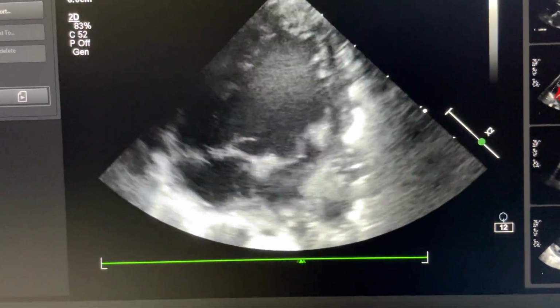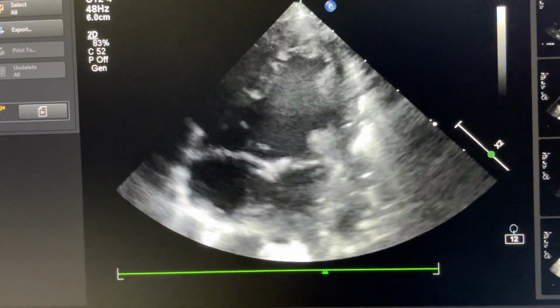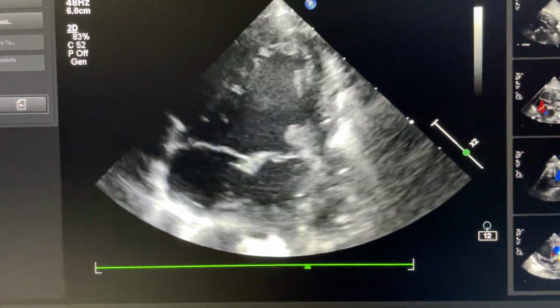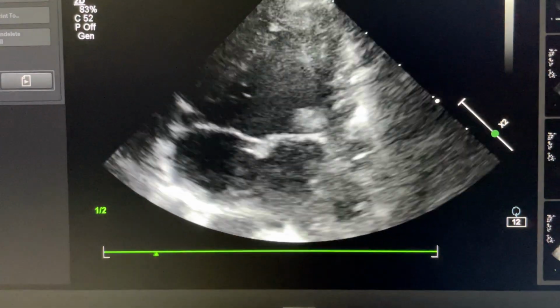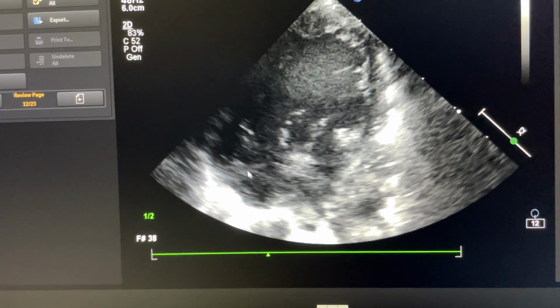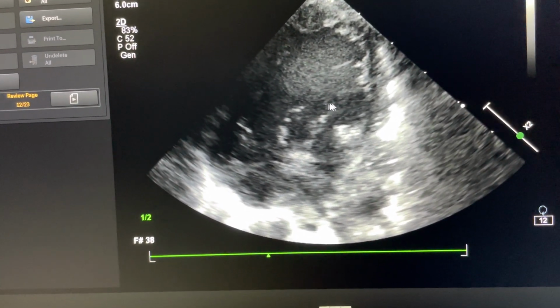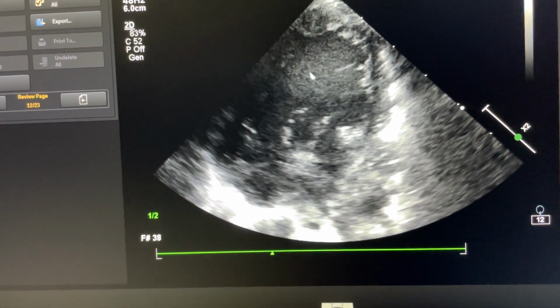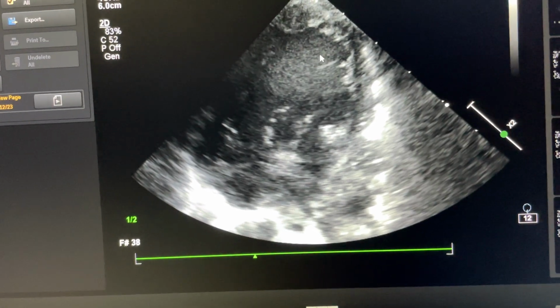This is a case of double inlet single ventricle. So this is the apical four chamber view. I just want to reduce the speed. At half speed you can see, this is left atrium, this is right atrium, and this whole ventricle is of left ventricle morphology. So single ventricle of LV morphology, left ventricle type morphology.